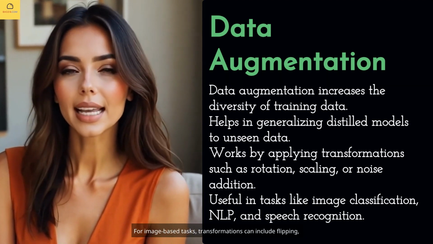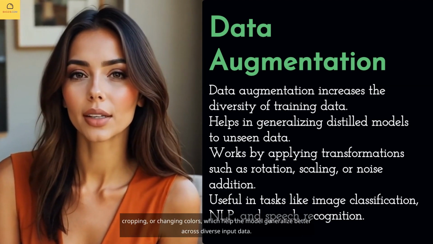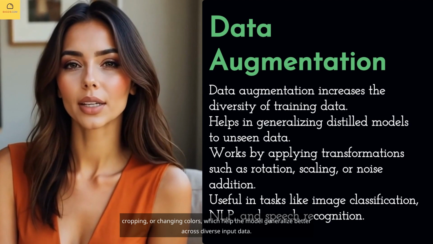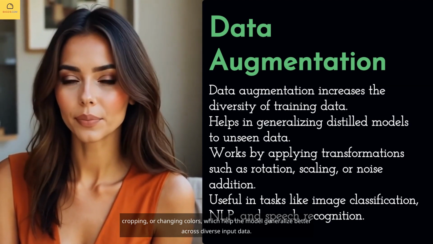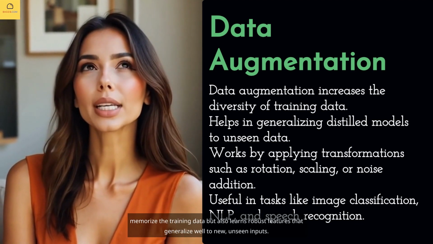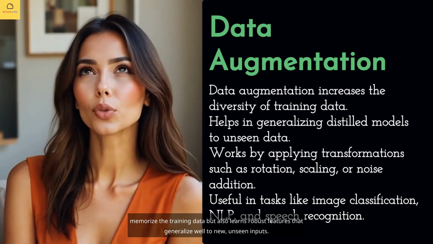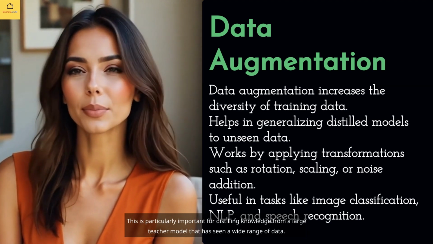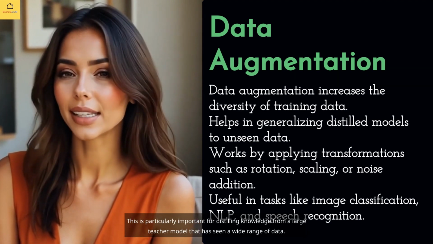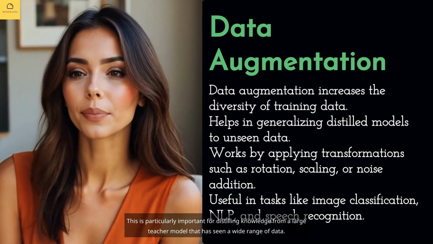For image-based tasks, transformations can include flipping, cropping, or changing colors, which help the model generalize better across diverse input data. Augmented data helps ensure that the student model doesn't just memorize the training data, but also learns robust features that generalize well to new unseen inputs. This is particularly important for distilling knowledge from a large teacher model that has seen a wide range of data.